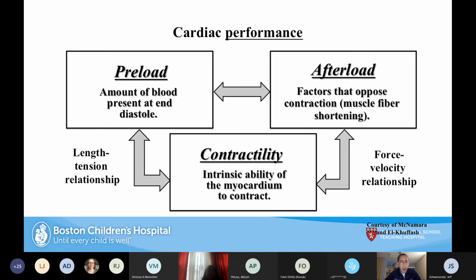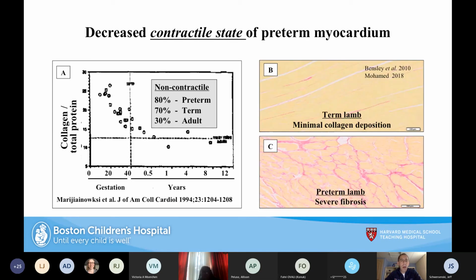But what's unique about the preterm heart is that the preload, afterload, and contractility are all diminished in some function or another. So if you look at contractility, what we've learned in figure A is that the collagen to total protein ratio on the y-axis is extremely high early in gestation, and it decreases over the years, where 80% of the preterm myocardium is non-contractile. We've learned in figures B and C that compared between term and preterm lambs, there's severe fibrosis, likely due to an inflammatory process or immune process in the preterm lamb, which really lends us to understand that there's a decreased contractile state of preterm myocardium.